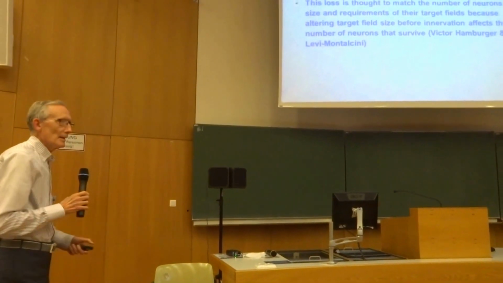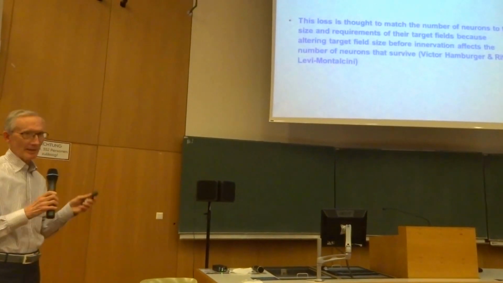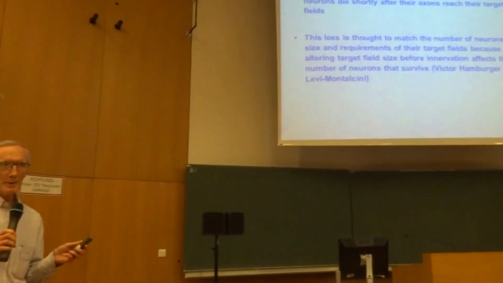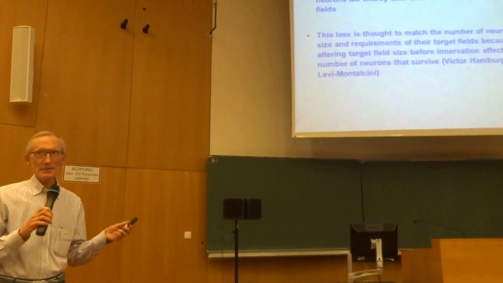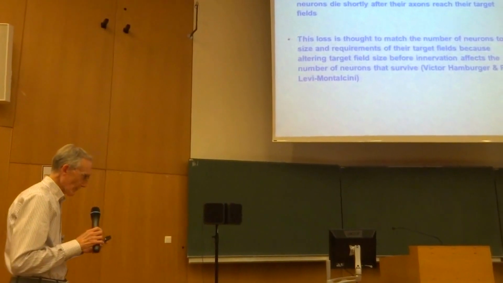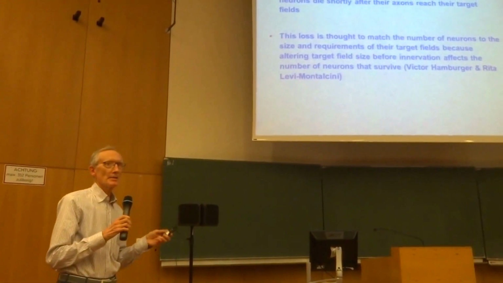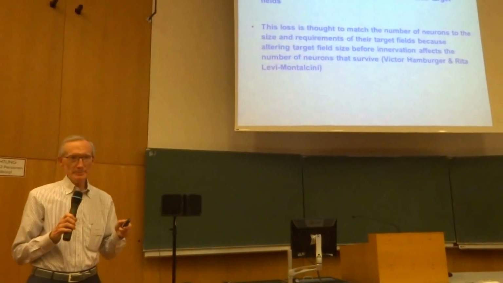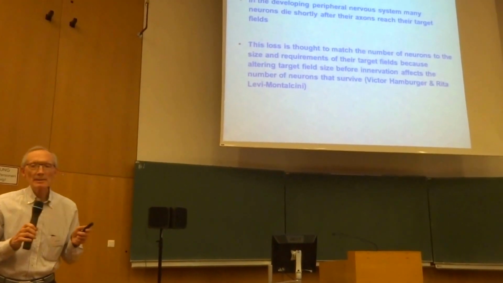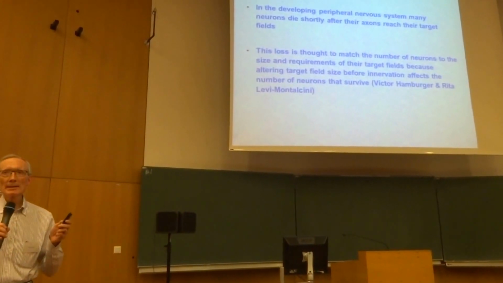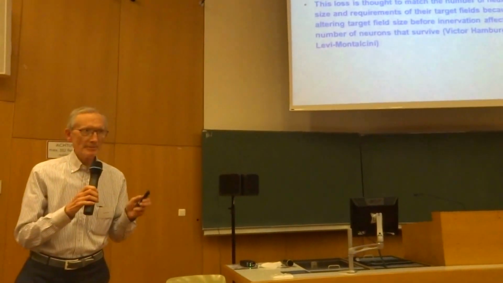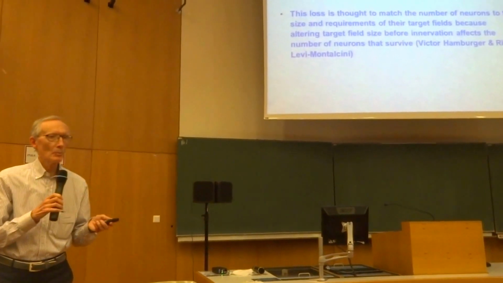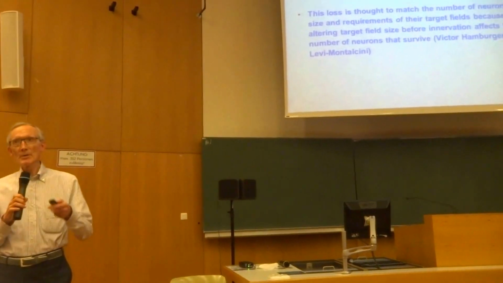If you look in the developing peripheral nervous system, at the time when neurons are projecting to their target territories, for example spinal ganglion sensory neurons, many of those neurons in the adult will not survive, which is believed to be a sort of competition for a limited amount of survival support. So in a sense, nature has given us a way to produce the right number of neurons, not too many, not too few.